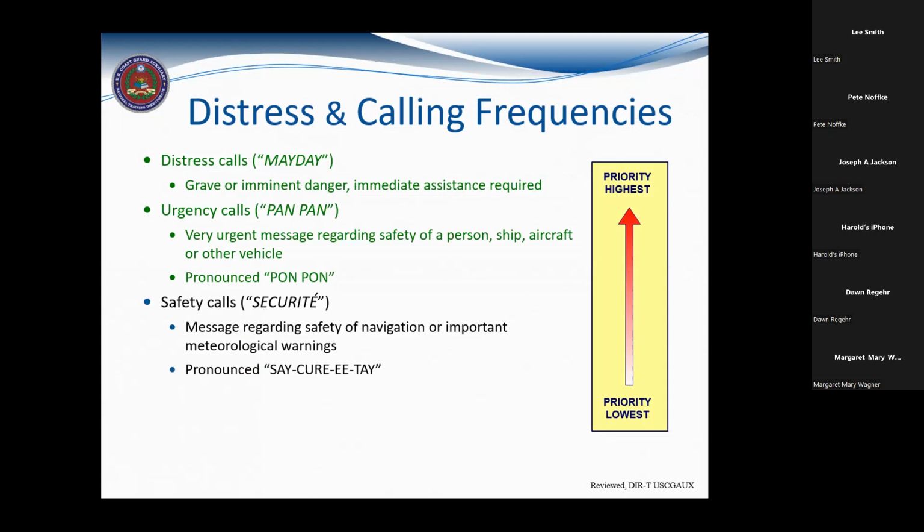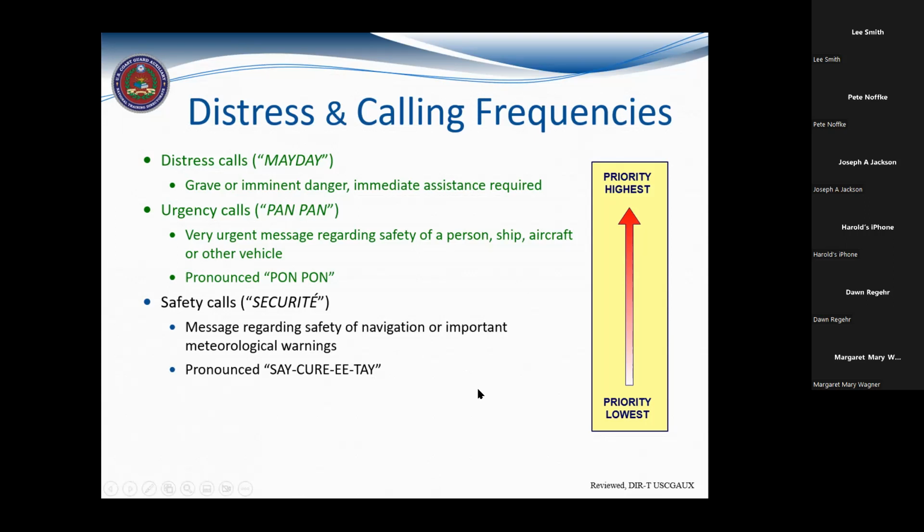Third level of priority is safety. And a safety broadcast is announced with the pro word securite. A securite message indicates there's either a hazard to navigation or a concern for navigation. It could be a log floating. It could be a large vessel coming into a narrow channel. It could be an aid to navigation that's not operating as advertised, and it's of general information.